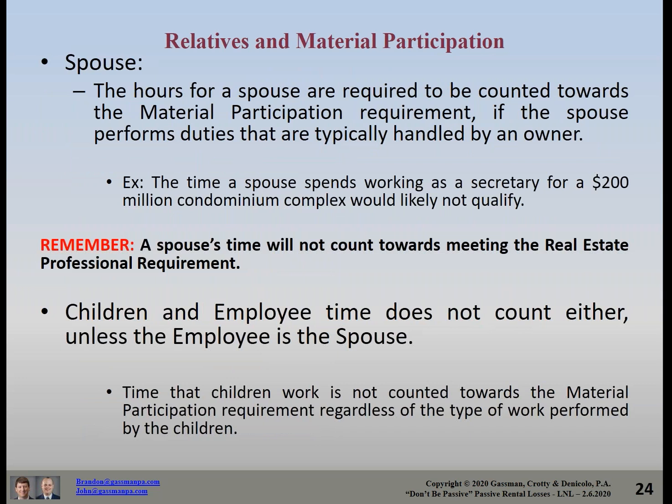So, relatives and material participation on slide 24. As we mentioned before, you can count your spouse's activity in the passive business towards meeting the 500-hour requirement, but you can't count anyone else's time. And not only can you not count anyone else's time, it works against you. Unless you meet the 500-hour requirement, you have to spend more time working on that business than anyone else. That includes your children, it includes employees, independent contractors, everybody.